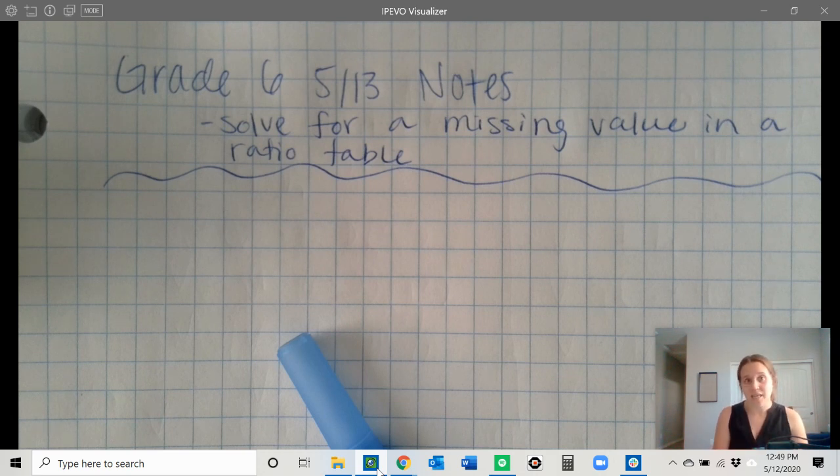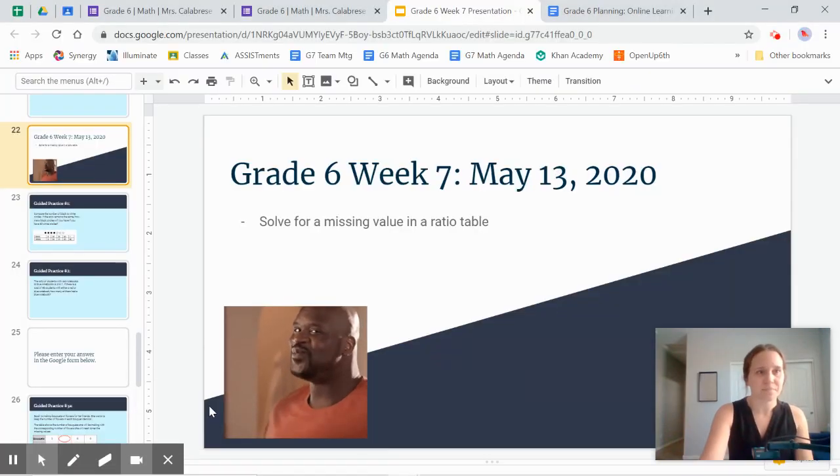This particular skill and this concept as a whole will be so helpful to you as you move into 7th grade. And this is such a key skill also for your success in later grades. So I'm super excited to dive in. I love ratio tables. Let's get started.